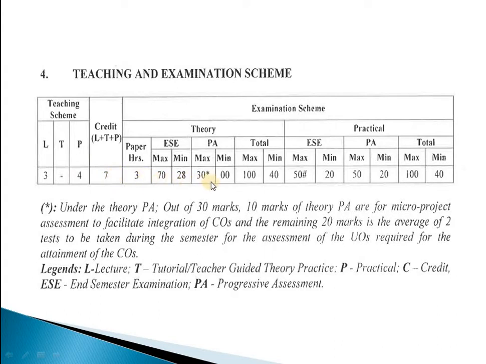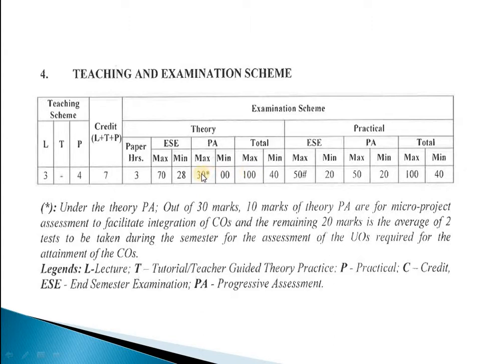Theory part is divided into 2 parts and practical also divided into 2 parts. First of all, theory is divided into ESE and PA. What is meant by ESE? ESE is the end semester examination which is a 70 marks paper, and PA means progressive assessment which is 30 marks. So the total marks of the theory subject is 100 marks.